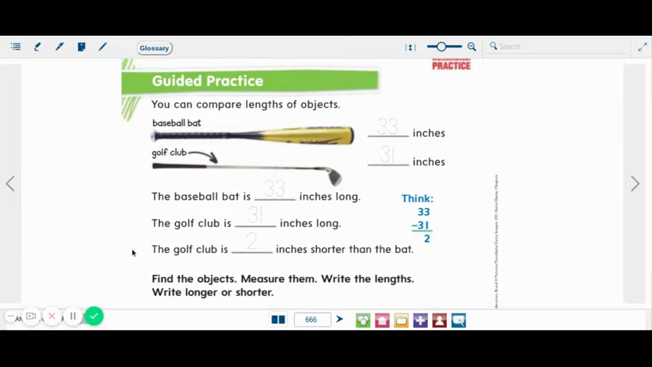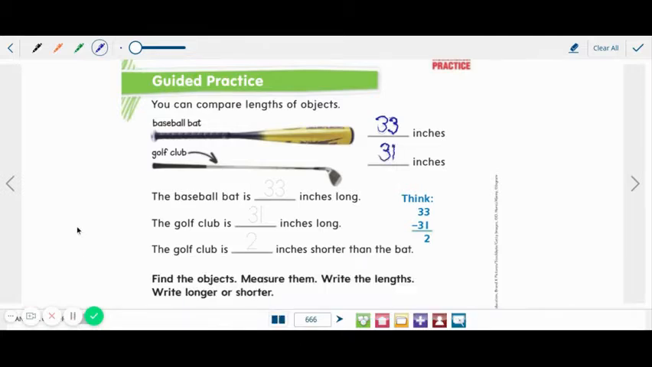And as you can see over here, take your pencil. Let's fill in that information here. The baseball bat is 33 inches. All right, after you filled in 33 inches for the baseball bat, next you have 31 inches for the golf club. So take your pen and fill in 31.